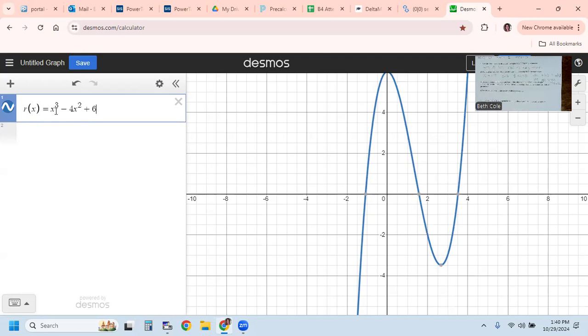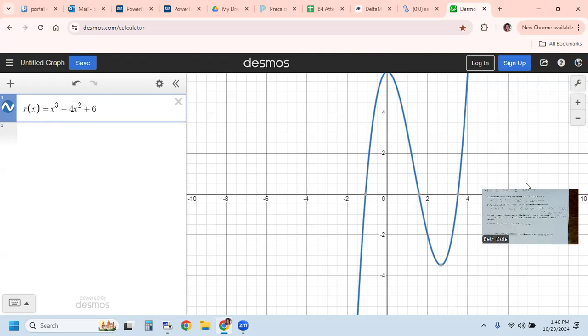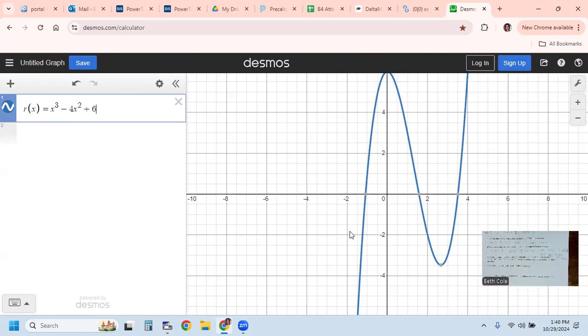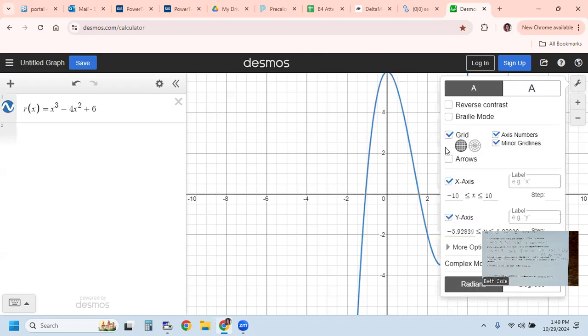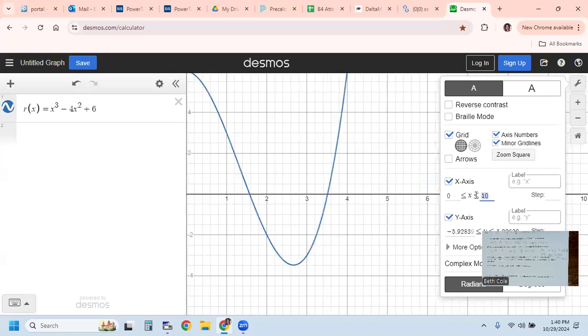Now, they also give you an interval from when to when. What's our interval? Okay, watch me do this. If they give you an interval, you have to make your graph go to that interval. Do you see this little wrench off to the side here? I'm going to click that. Do you see how my x is right now negative 10 to 10? I'm going to make it 0 to 4.